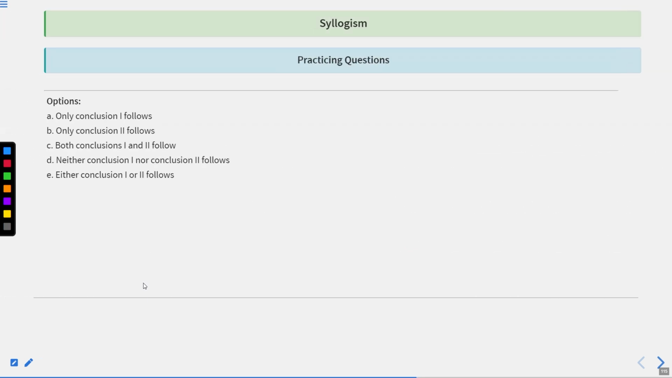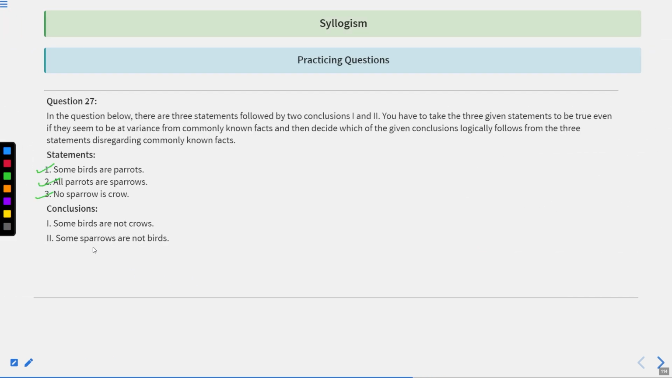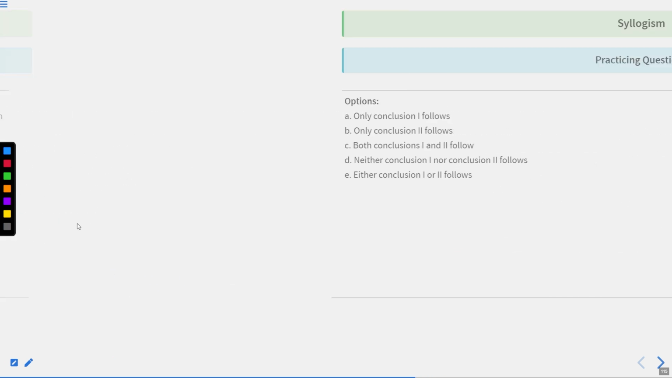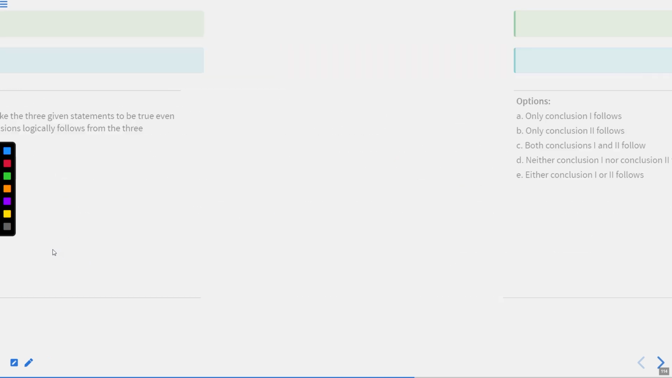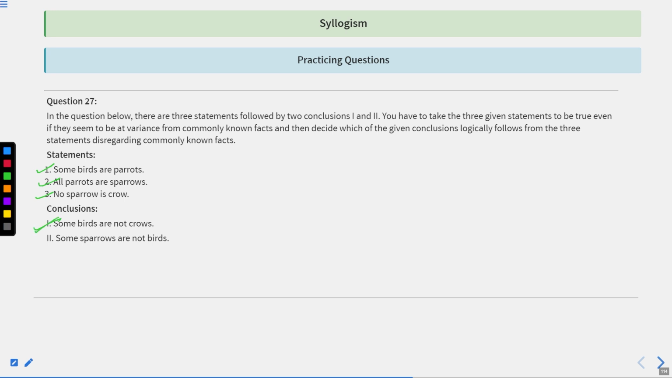Moving forward, let's try to figure out what the conclusions are saying. Some birds are not crows. Obviously, there is no relation between birds and crows. Conclusion 1 follows.